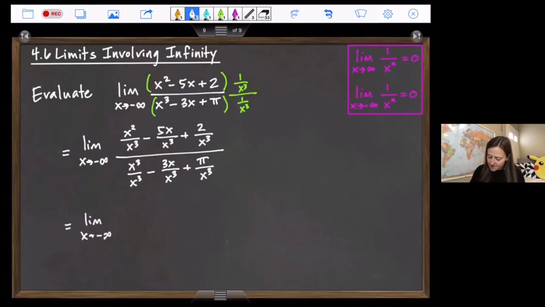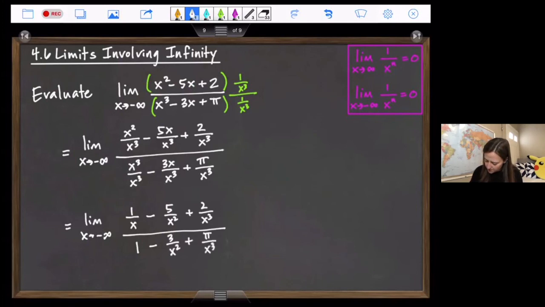We've got, let's see, x squared over x cubed is going to give me 1 over x. 5x over x cubed is going to be 5 over x squared, and then 2 over x cubed. Down in the bottom, the x cubed over x cubed is 1. I got 3 over x squared and pi over x cubed. All right. Anything that's a number over an x as x goes to negative infinity is going to go to 0 like the pink box says.